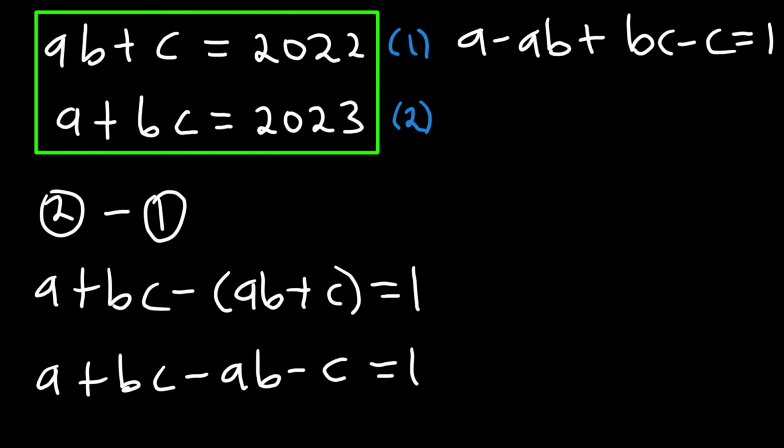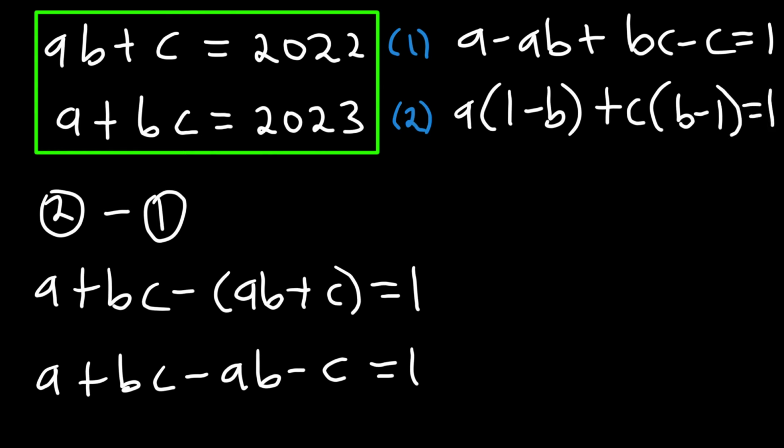And as you can see, for the first part we can factor out a, and then for the second part we can factor out c. So we shall have a into 1 minus b and then plus c into b minus 1 equaling to 1. Now at this point we can't factor out anything. This is because here we have 1 minus b and yet here we have b minus 1. So in order to factor out 1 minus b, we need to change this to 1 minus b.